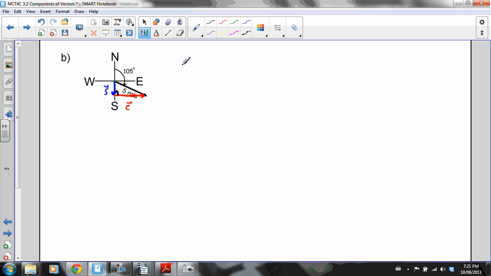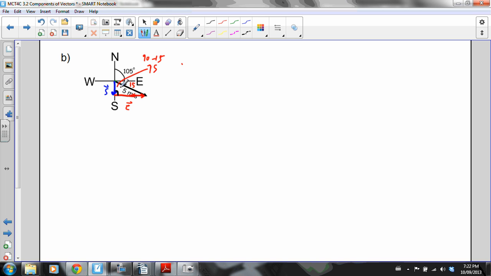So what color do I got? I got red. So I'm going to do, oh, I got to find an angle, don't I? From this angle. So if this is 105, this little angle is 15. What's this angle? Well, we have to add up to 90. That's 75, right? So I go 90 subtract 15, that's 75.